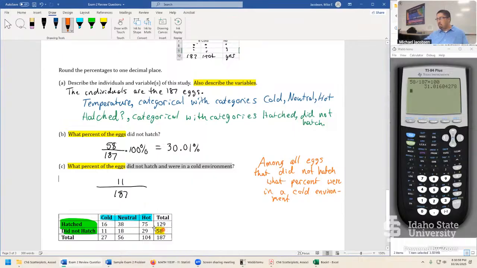So in that case, 11 of them were in the cold environment. When it says among all eggs that did not hatch, that would have been the 58. Then times 100% on that one. This one, again, like we mentioned, we have to be really careful of these. These are very tricky. They're easy to lose your way on these and interpret them incorrectly. This one's just talking about what percent of all of the eggs. So 187 goes into the denominator on this one. Does that make sense to folks on seeing the difference between the two?